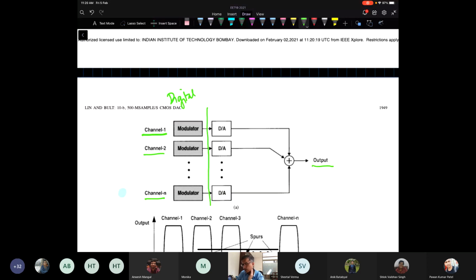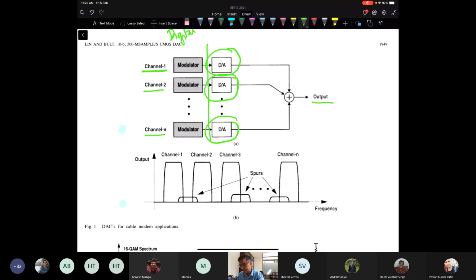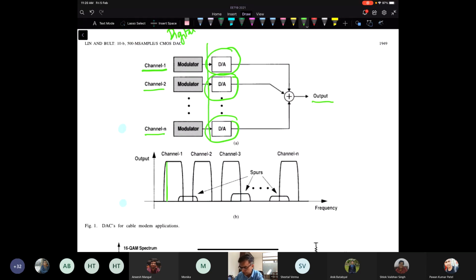All right, with that outline, one of the main issues here is each one of these D2A converters. The data that's coming in is OFDM. OFDM means orthogonal frequency division multiplexing. What that means is each channel consists of a whole bunch of tones like this, and each one of the tones has its amplitude going up and down, and that's your modulation.